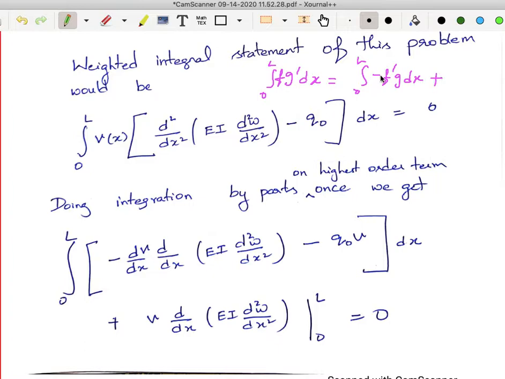plus fg, f into g evaluated at L minus evaluated at 0 is equal to 0. So this is what we get when we do integration by parts. Okay, so we have applied it once. Now before we proceed ahead, let us apply the boundary conditions on 0 and L.